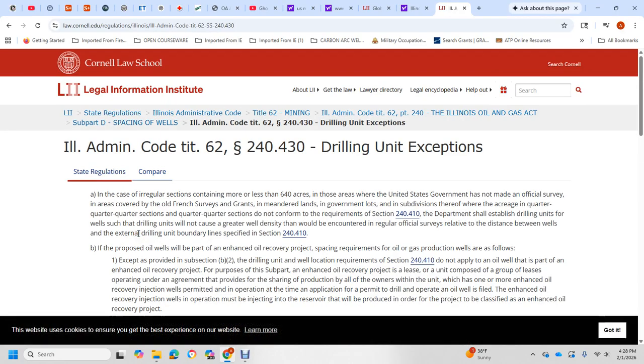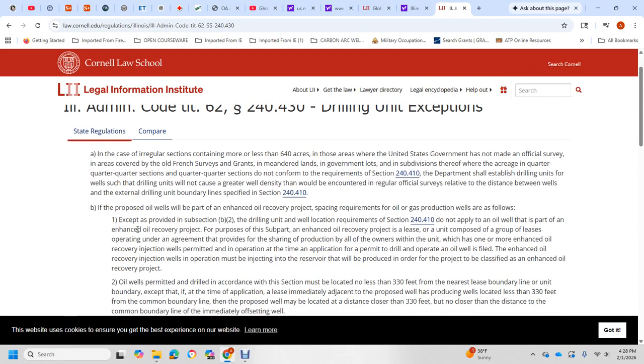Drilling unit exemption. In this case, the regular spacing section will contain not less than 640 acres of the area of the United States government official survey, including the old French survey grants, around the government lot subdivision of the acreage of the quarter section. Quarter section not conforming to the requirements of 244.10.